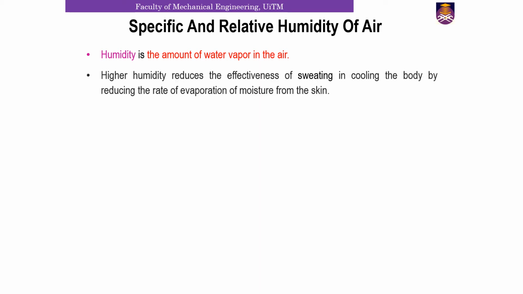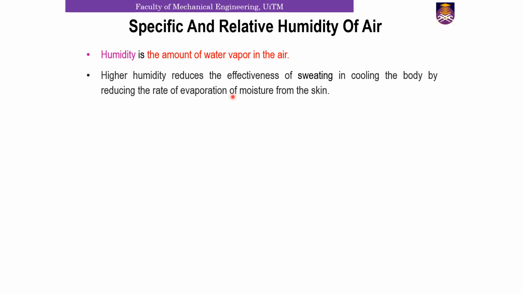Now let's look at what specific and relative humidity of air are. These formulas are important. Humidity is nothing but the amount of water vapor in the air. Higher humidity reduces the effectiveness of sweating. If the humidity is high, our sweat will not be able to evaporate, so this will reduce the effectiveness of sweating, and this will in turn slow down the cooling of the body by reducing the rate of evaporation of moisture from the skin.